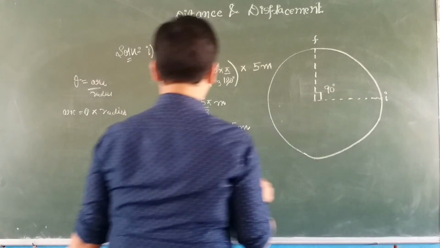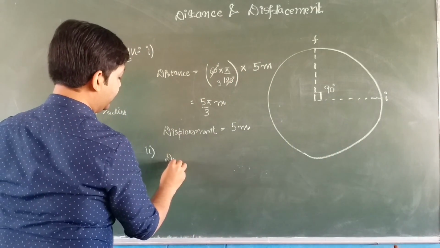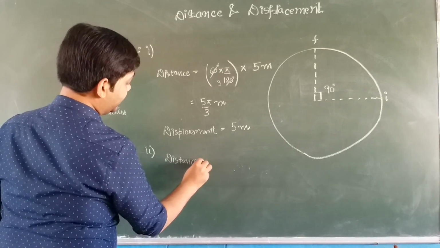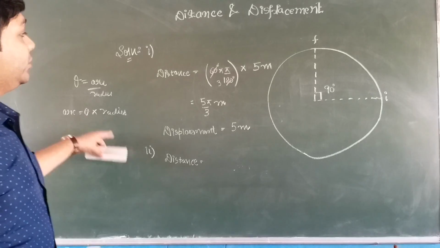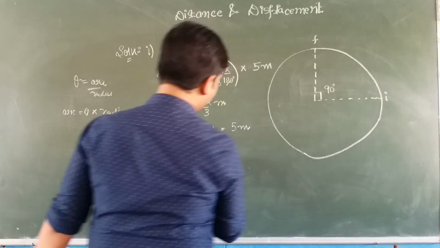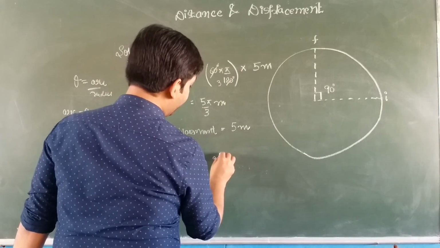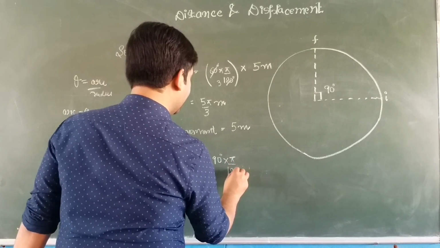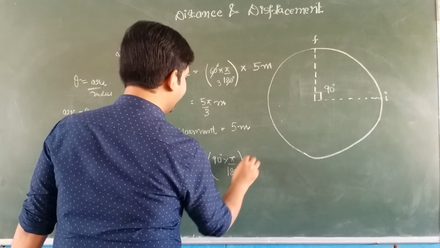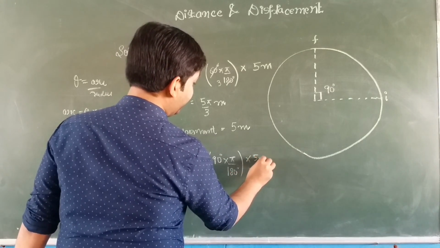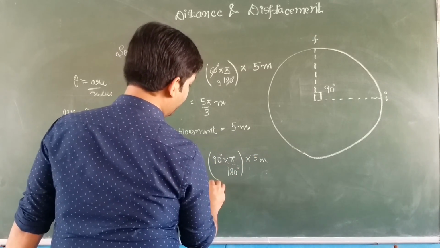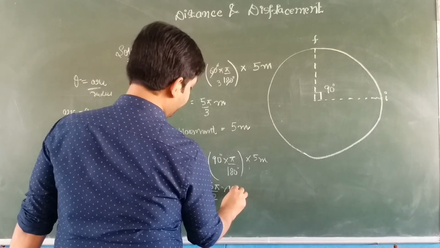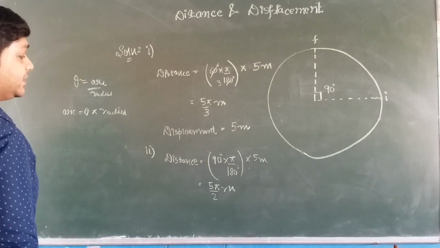So what will be the distance? Distance will be the length of the arc which is covered by the particle. Again, arc is equal to theta into radius. What is theta? 90 degree. So we will convert into radian, multiply by pi upon 180 degree. So this is theta multiplied by radius, which is 5 meter. So it will be equal to 5 pi by 2 meter. Fine. So this is the distance.